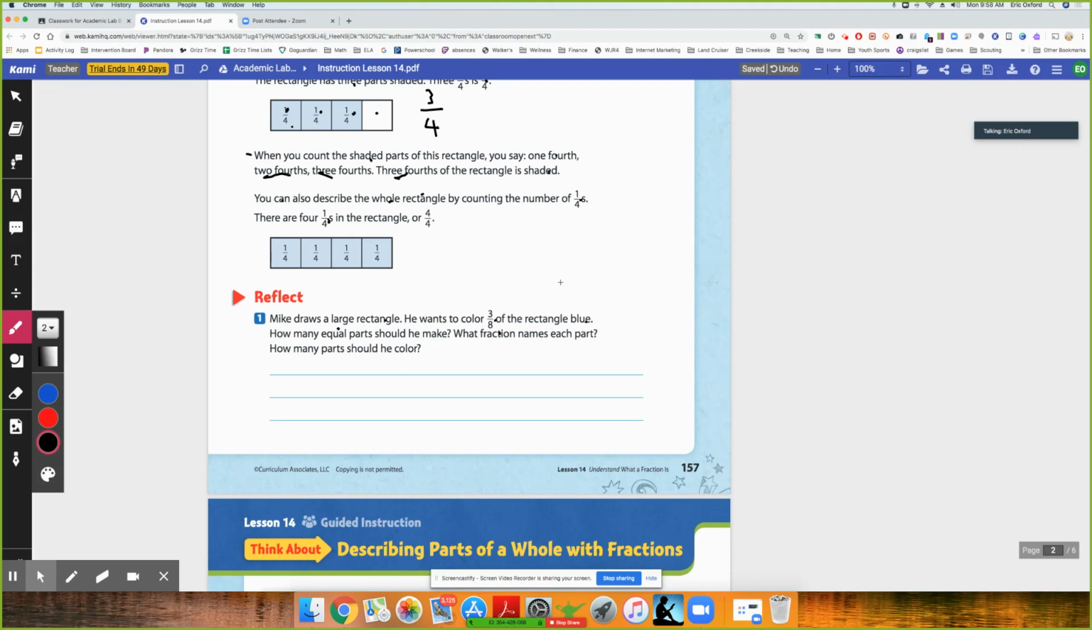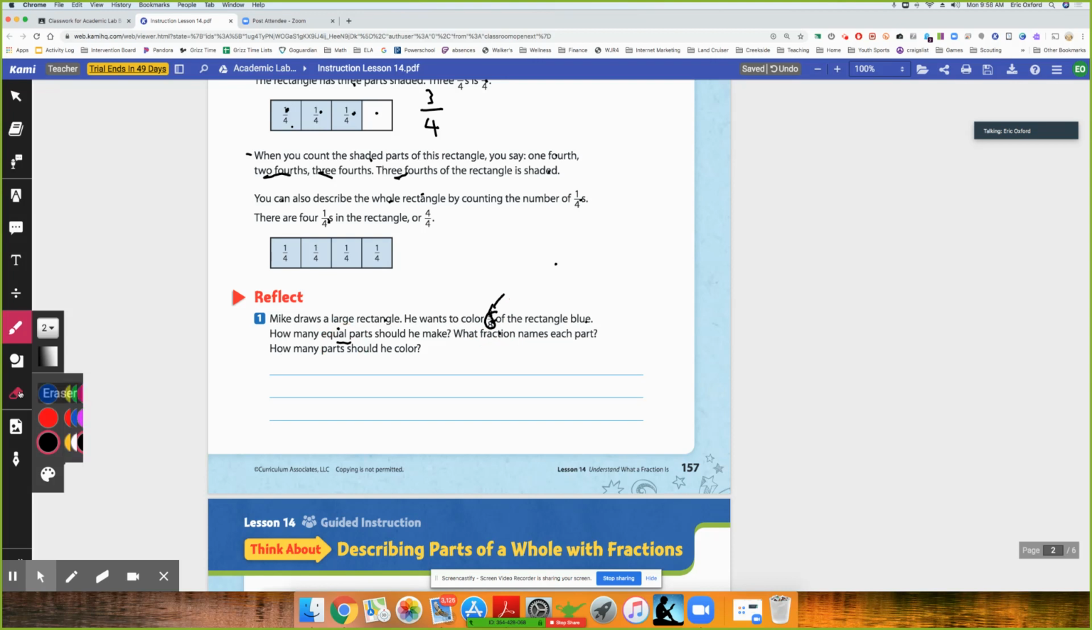Well, if he drew a large rectangle, should we draw a large rectangle? Yeah, I think we should. And we know at the bottom, there are going to be 8 parts here, and 3 parts are shaded. So how many equal parts should he make?